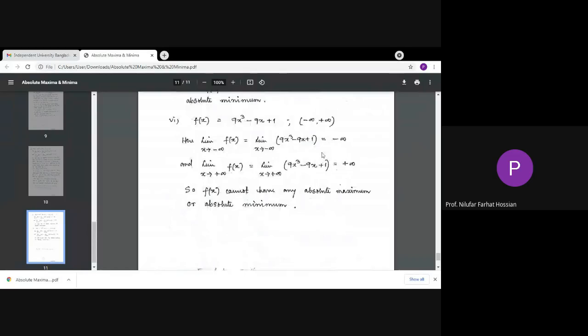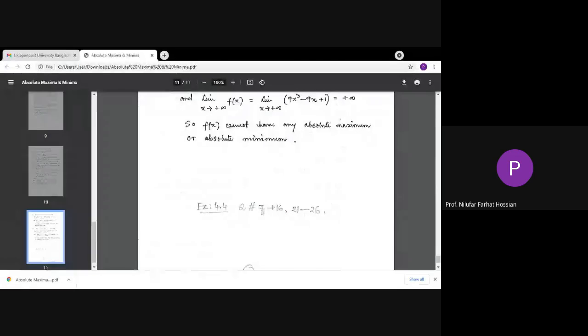Here also it is the same thing. When x tends towards minus infinity, the function value becomes minus infinity, and when x tends towards positive infinity, the function value becomes positive infinity. So on the left side, the function value goes towards negative infinity, and on the right side, the function value goes towards positive infinity. So in this function also, there is no absolute minimum.